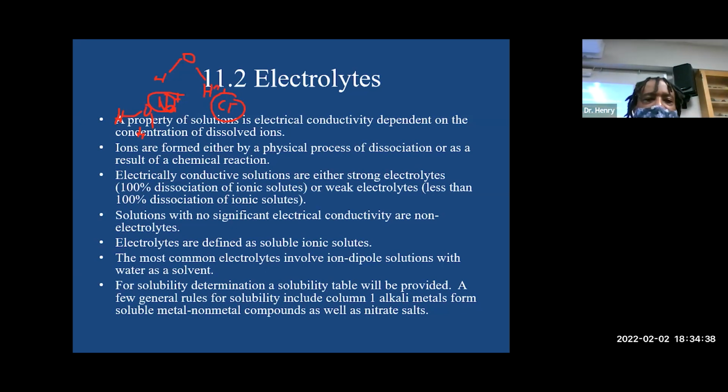Okay, so electrolytes. This again deals with that concept of dissociation in a sense. So the property of a solution: if it's able to conduct electricity, that's going to be mainly due to the fact that there are ions dissolved in that solution, right?